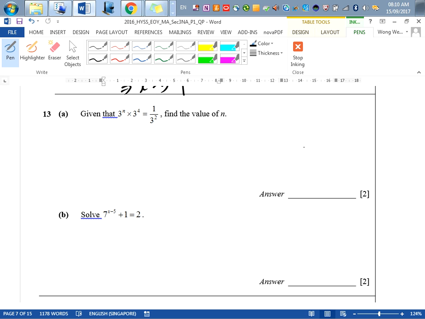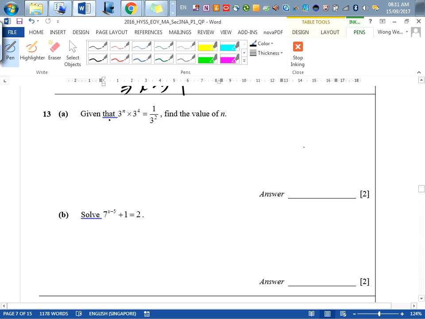You have only learned one way to do this. The power is unknown. How do we solve this sort of question? Only one method. Yeah, we have to make them all the same base using indices. So what is the same base? What is the same base? 3. The same base is 3.